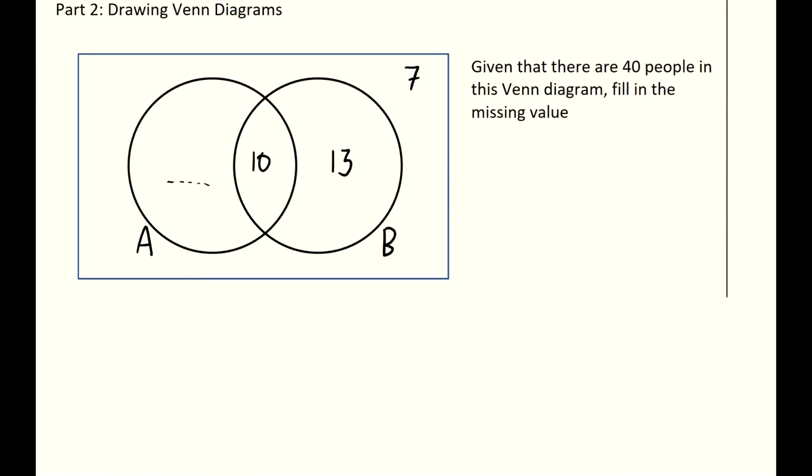Okay, on to part 2, which is drawing Venn diagrams. In this question, very straightforward, we are told there are 40 people in this Venn diagram and we're going to fill in the missing value. To do that, we're just going to add up all the numbers we've got so far and see how many are missing. I need to go in this box here. So far we have 7 plus 10 plus 13. Add those together, that gives you 30. However, we want a total of 40, which means that 10 people are missing.